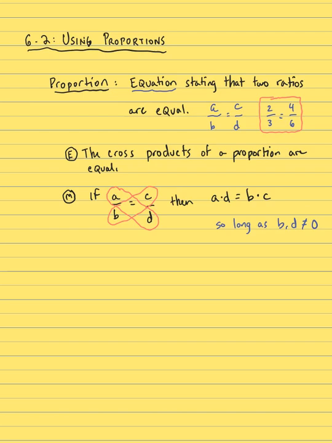So if you want to know what that looks like with our example from before with the equivalent fractions, we had 2/3 equals 4/6. Take the cross products. That would be 2 times 6 equals 3 times 4, or 12 equals 12. And that's a good way of checking to make sure that you've written your proportion correctly, if the cross products are in fact equal.